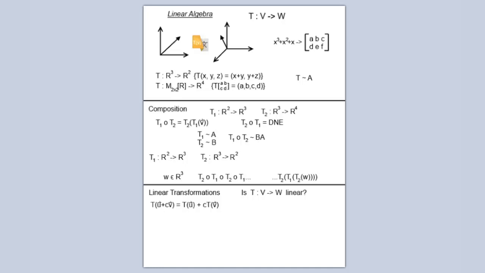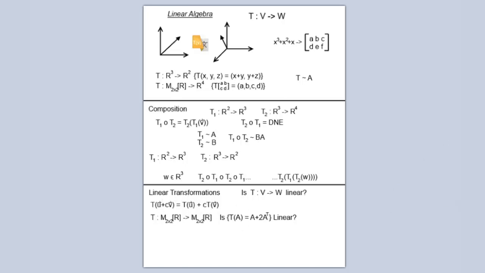First, you want to remember that U plus CV is transformed as a single term. And this will give you something in W which you then need to separate out and factor into T of U plus C times T of V. An example would be T from M2 by 2 R to M2 by 2 R, an endomorphism, such that T of A is equal to A plus 2A transpose. We want to show that this is linear using this same method.